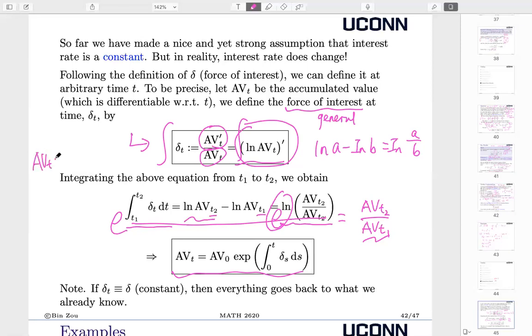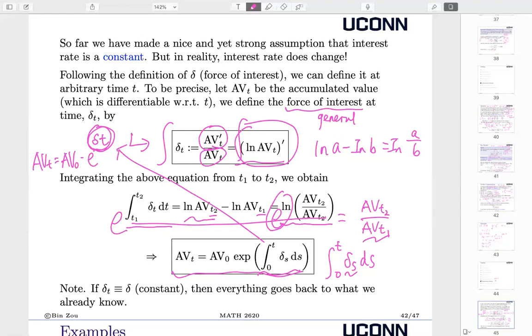Remember in the previous section, this is my AV formula. Now, because my delta is no longer a constant, the area it accumulates is no longer a constant down here. I will need to change this into the integral from 0 to t of delta s ds. Obviously, if delta is a constant, this goes back to this, when you have a constant force of interest.